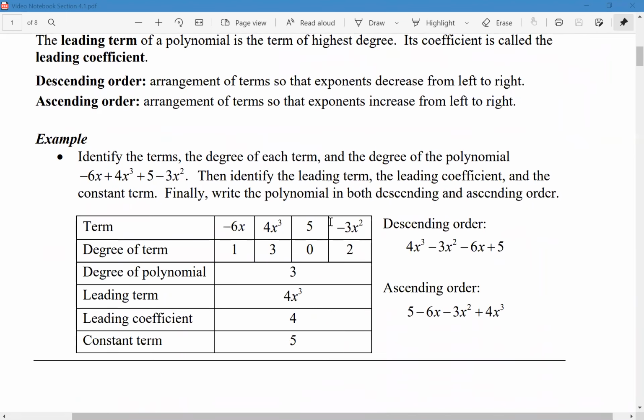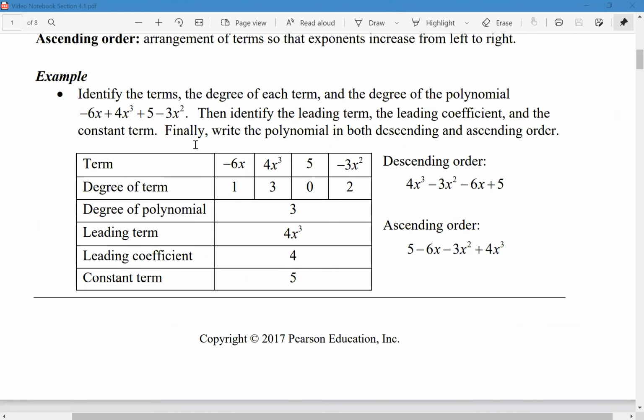Let's see. So here's a table filled out. Identify the terms, the degree of each term, and the degree of the polynomial. So here's our polynomial, negative 6x plus 4x to the third plus 5 minus 3x squared. Then identify the leading term, the leading coefficient, and the constant term. Finally, write the polynomial in both descending and ascending order. And that's already been done for us.